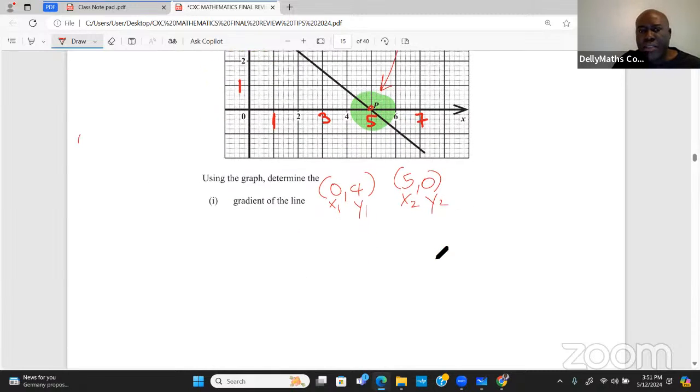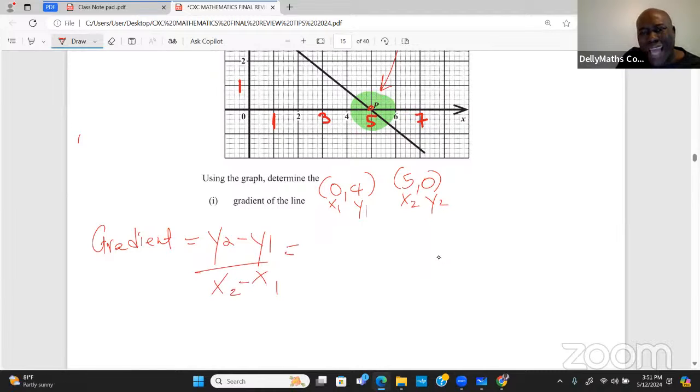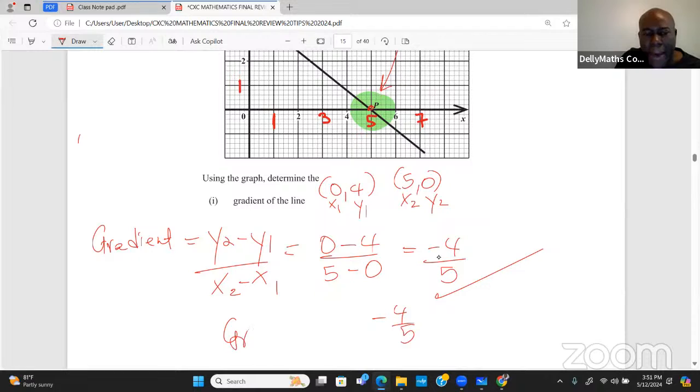And then now remember the gradient formula, right? Here comes the gradient formula for those who do not remember. CXC does not give you this formula. It says y2 minus y1 over x2 minus x1. Let us keep going. y2, 0 minus y1, 4 over x2, 5 minus x1, 0. Let us go. 0 minus 4, minus 4. 5 minus 0, 5. My slope is negative 4/5, right? So technically, what we're saying is we have a negative 4/5 as my gradient.